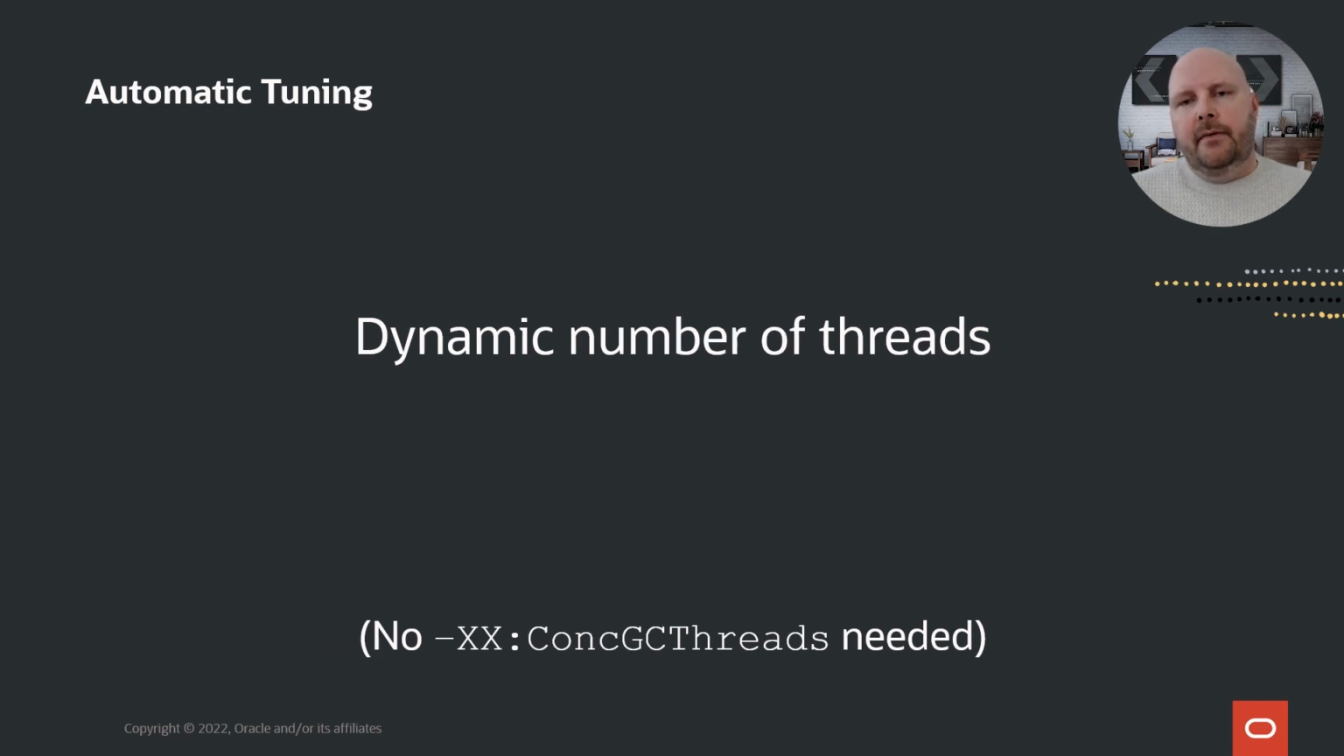And finally, dynamic number of threads. We already have this feature today in ZGC, but this has been improved quite a bit in generational ZGC. So our hope is that you should never have to care about or think about how many threads ZGC is using at any given time. The heuristics will basically figure this out for you and make an optimal choice.